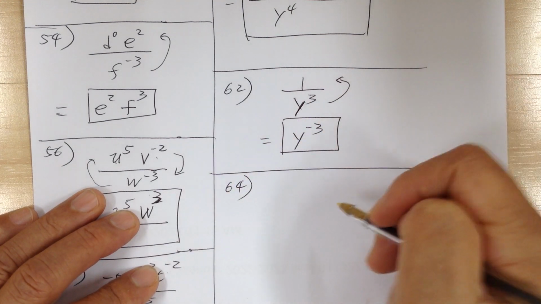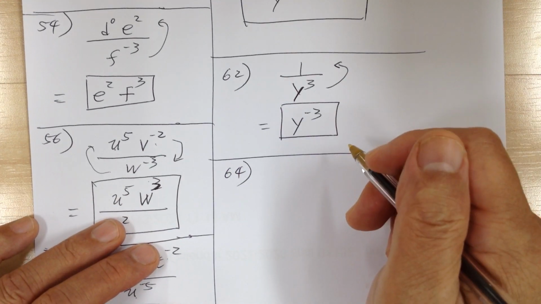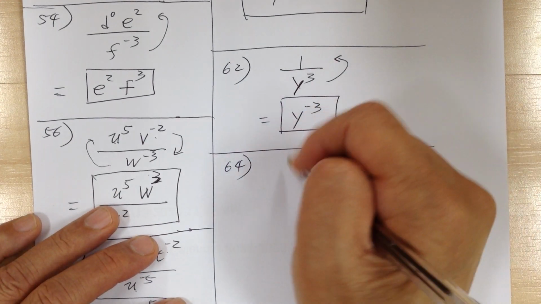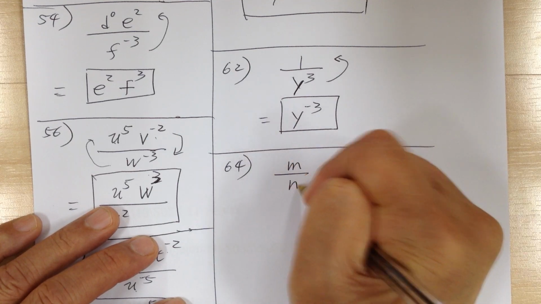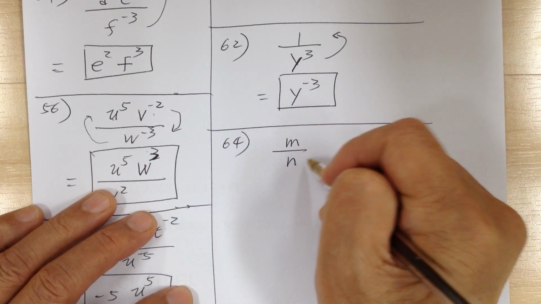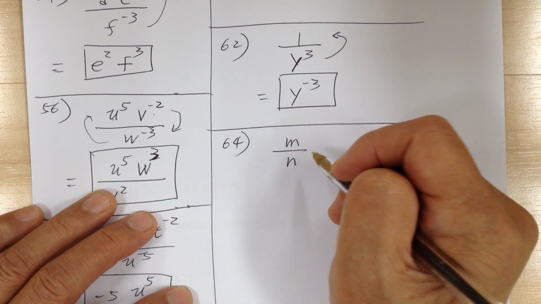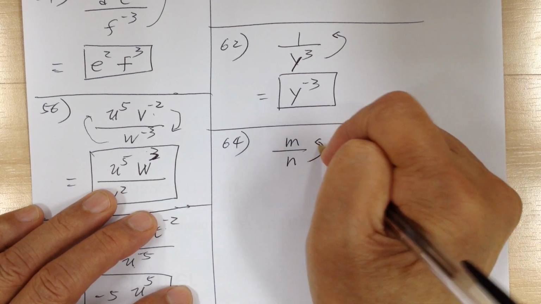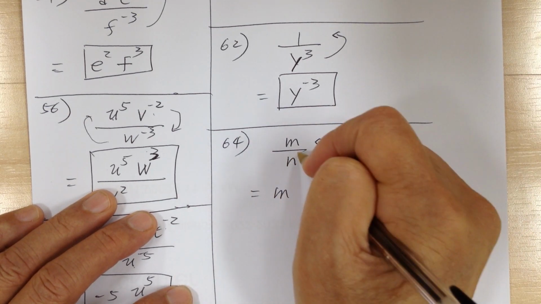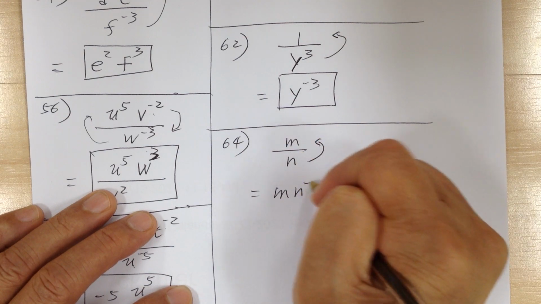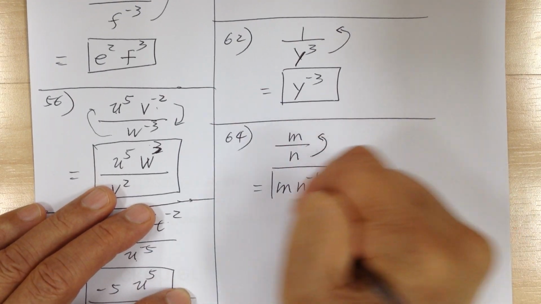So again, these are different types of problems with different instructions. You have to understand what the problem asks you to do. So again, you want to get rid of the fraction, get rid of the denominator. That means you have to flip this over. And when you flip things over, the exponent becomes opposite. Okay, and so that's it.